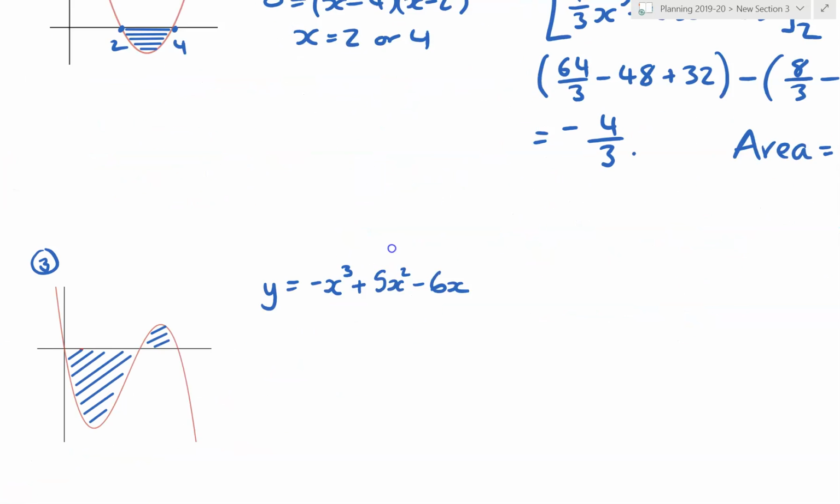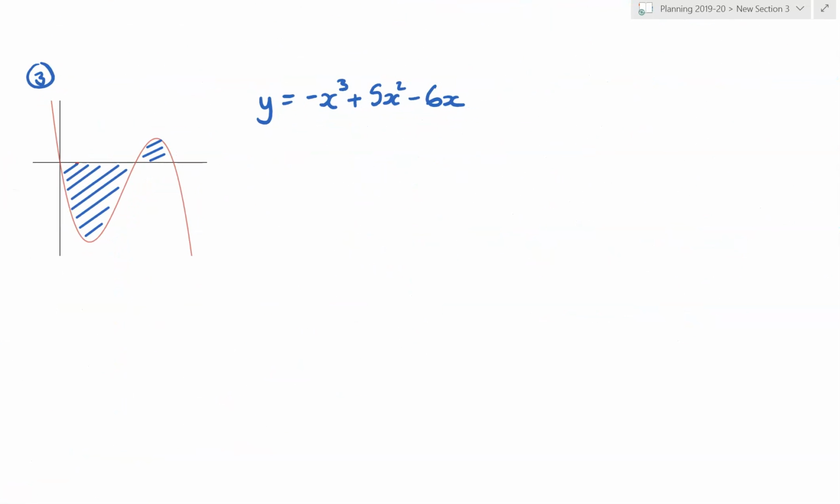Okay, last one. Now with this one you've got a bit that's above and a bit below. So if you just take those two limits on the outside, you're going to have some of the area that's above cancelling out some of the area that is below. We don't want that. We want to work out the area below, the area above, and add them together. So we're going to do the integral and then do it between two different sets of limits.